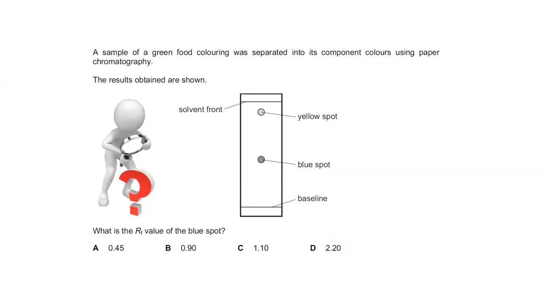Now in this case, a sample of green food coloring was separated into its component colors using paper chromatography. The results are obtained as shown. What is the RF value of the blue spot? So how do you work out the RF value? First thing, two of the answers are totally wrong because I told you RF value cannot be more than 1. So C and D are totally wrong.